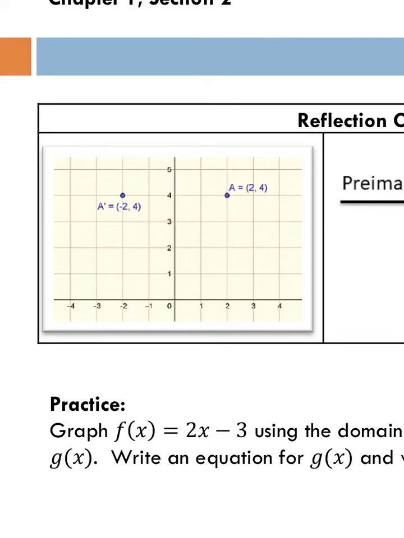Okay, so here on an example on the coordinate plane, I have point A located at 2, 4. We're going to reflect that over the y-axis, so I'll show that maybe this way. And most of you would have no problem finding its new location, and the location would be at -2, 4.